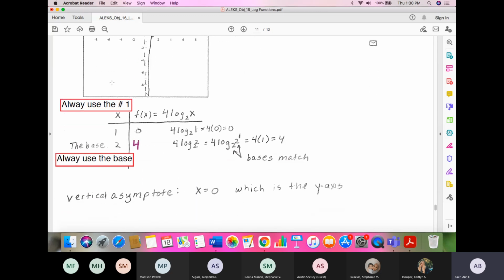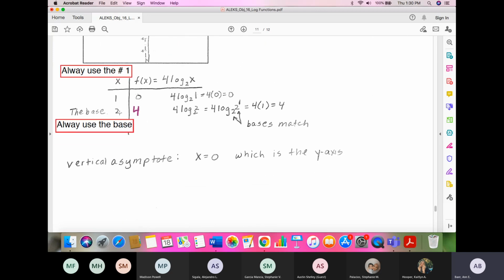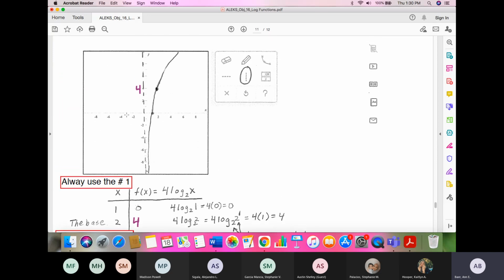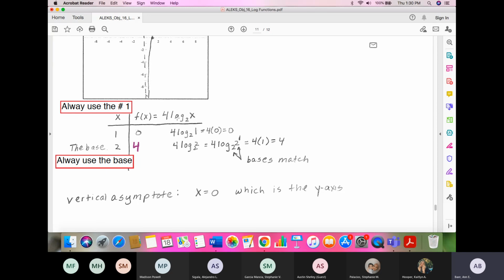So you might want to jot down, you want to always use the number 1, and you always want to use the base. The base is what's at the bottom of the log here. It's in the basement a little bit. It's 2 in this problem. Then we want to figure out what the corresponding y coordinates are. So our function is f of x equals 4 log base 2 of x.